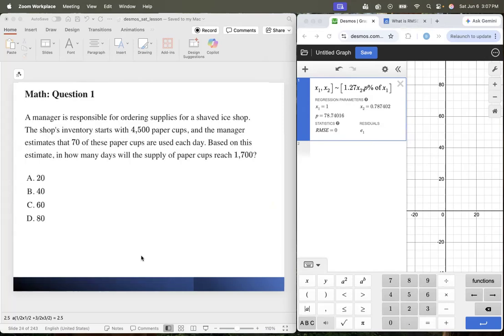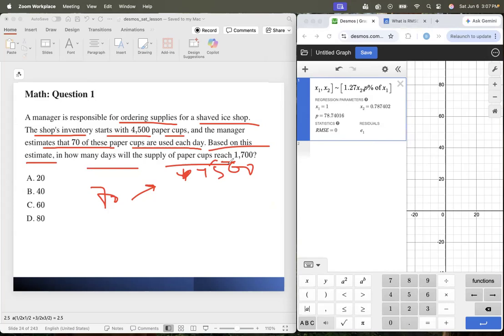Expect the questions to get harder. As usual, when you go to Module 2, questions get harder, but it's actually not, right? A manager is responsible for ordering supply for a shave ice shop. Shop inventory starts with what? 4,500 paper cups. And the manager estimates that 70 of these paper cups are used each day. So we're using 70 paper cups per day. Based on these estimates, how many days would it take until the number of paper cups left is 1,700?